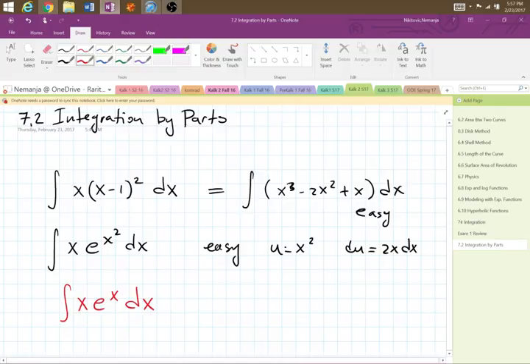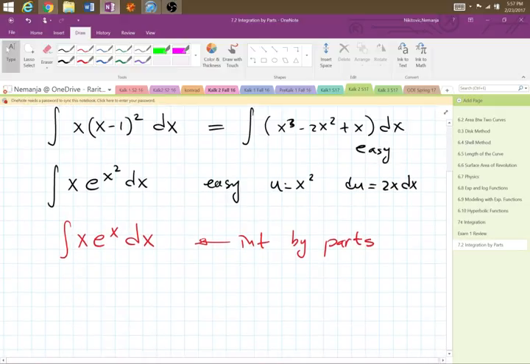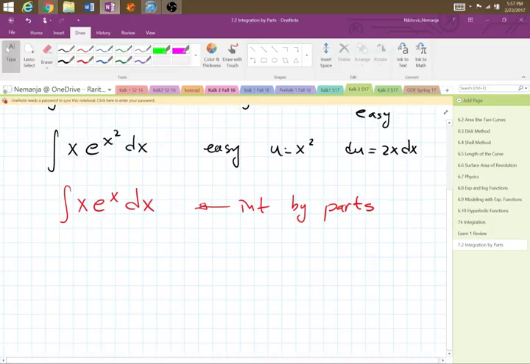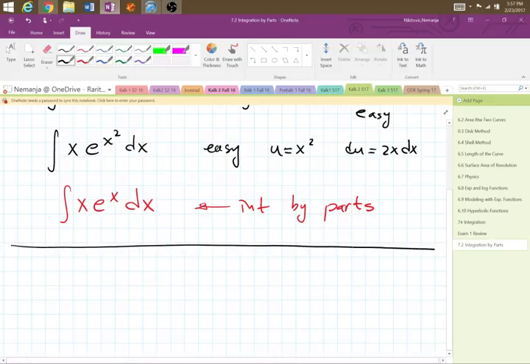So this is the one that is going to be done by integration by parts. And you are going to see that we are going to have some very interesting integrals solved by this technique. But let's first figure out what this technique is. We are all familiar with the fact, hopefully, that integrals are backwards derivatives. So we know that the derivative of sine is cosine, the integral of cosine is sine. The integral of 1 over x is ln x, and the derivative of ln x is 1 over x. So they're backwards.